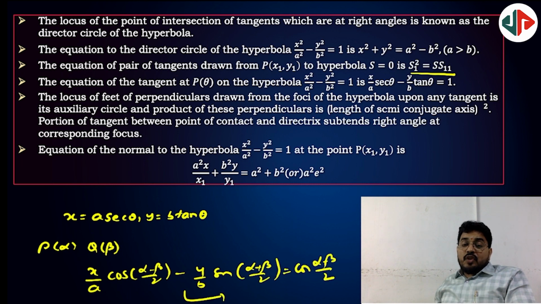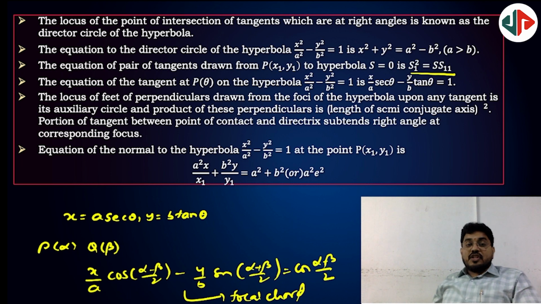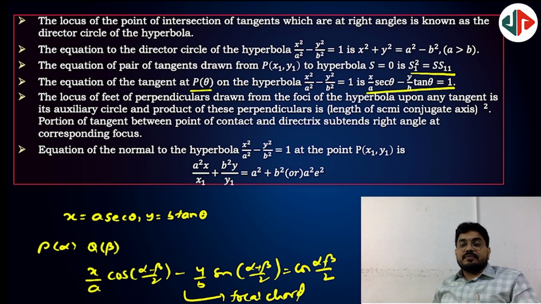If this is a focal chord, what is the situation? Simply, you write that it passes through plus or minus ae, comma 0. So for the parametric form of the tangent, alpha is equal to beta is equal to theta. This is the tangent equation.